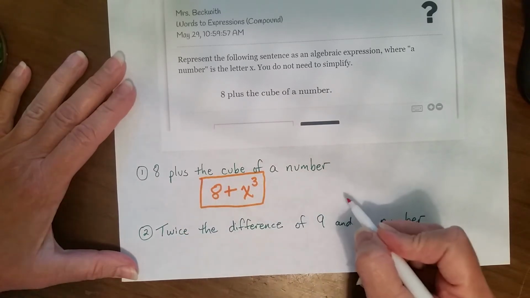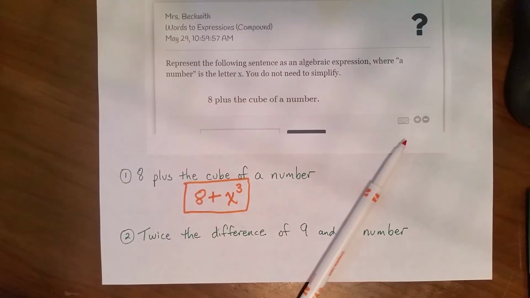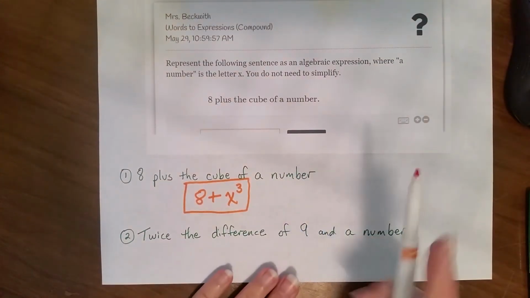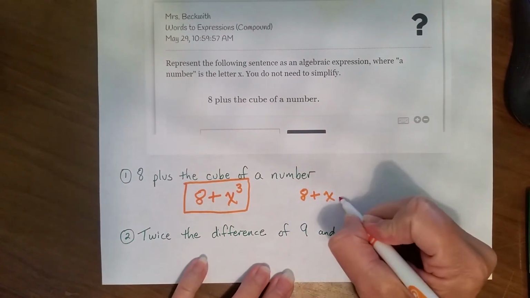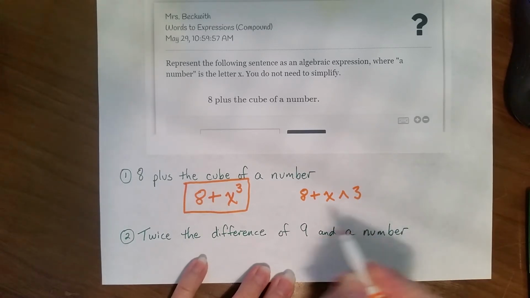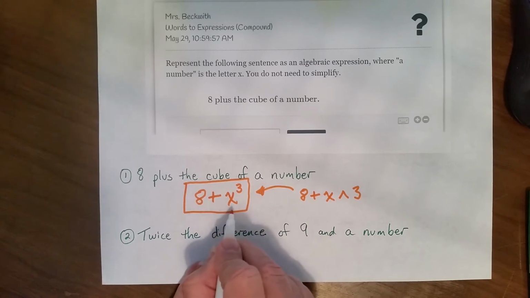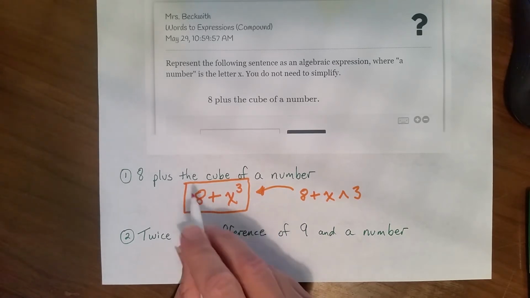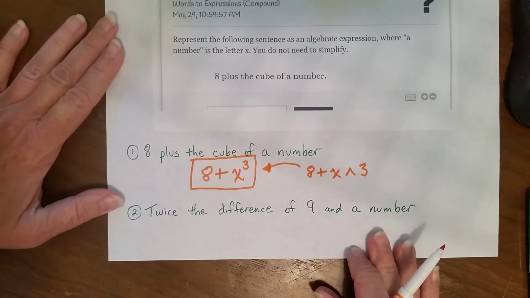Now when you type this in on your keyboard, because we're using our keyboard when we're doing the Delta Math thing, you're going to put 8 plus x caret 3. And when you do that, Delta Math will automatically generate an expression that looks like this. So that's 8 plus the cube of a number. Okay, let's do a few more of these.